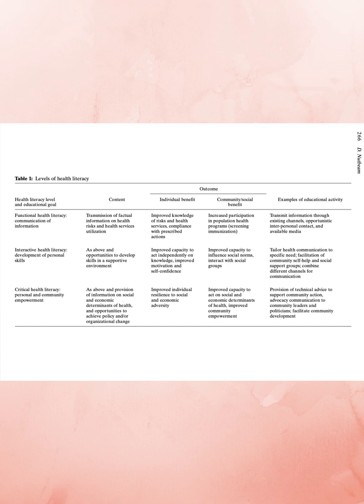The framework of Nutbeam's contains 3 levels of health literacy and their corresponding goals. Level 1 is called functional health literacy. This is where information is communicated about health risks and the utilisation of health services. The information is very basic and covers areas such as hygiene, nutrition, safety, drugs, relationships, sexuality, and parenthood.